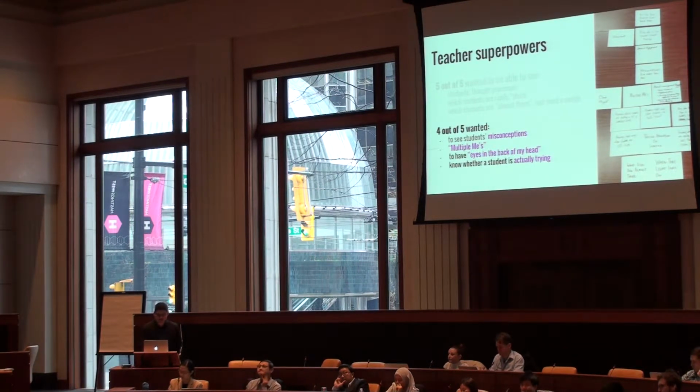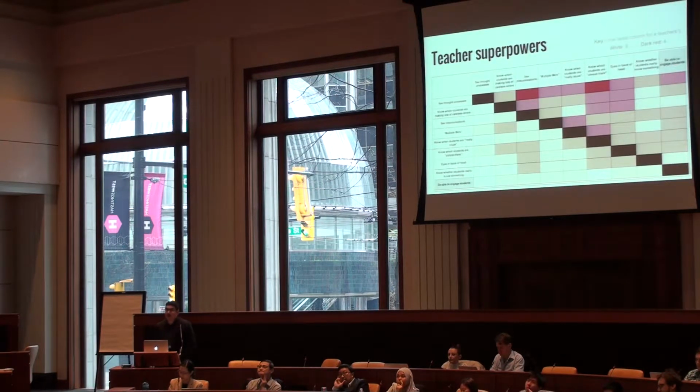at the time. In this pairwise comparison matrix, each row shows a superpower that appeared in at least 2 teachers' card sorts, and each column shows a superpower it's being compared against. So the diagonal is blacked out, since they're self-comparisons, and darker shades of red indicate that the row superpower beat the column superpower for more teachers.